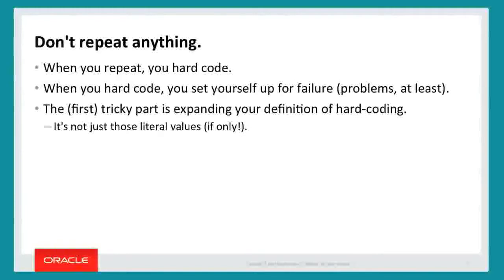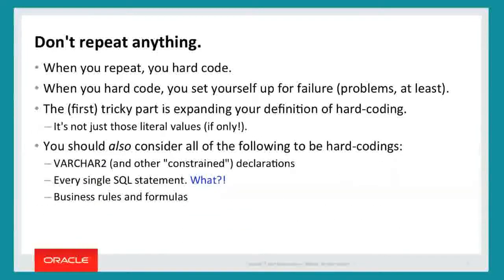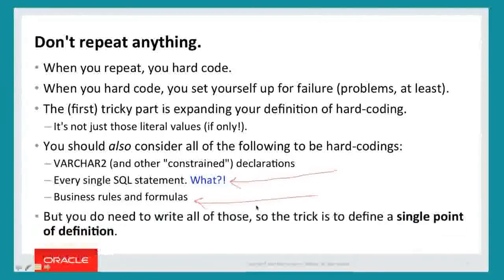One of the things I like to point out about hard coding and avoiding repetition is that you need to expand your definition of what hard coding is. For the most part, we think of it as being literal values. But I think that you should consider every constrained declaration like a VARCHAR2(100) to be a hard coding, in fact, to be a bug. I suggest also that every single SQL statement you ever write is a hard coding, and the worst kind of all. And then, of course, business rules and formulas.